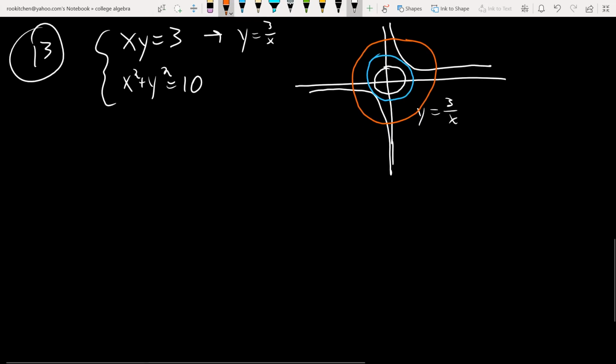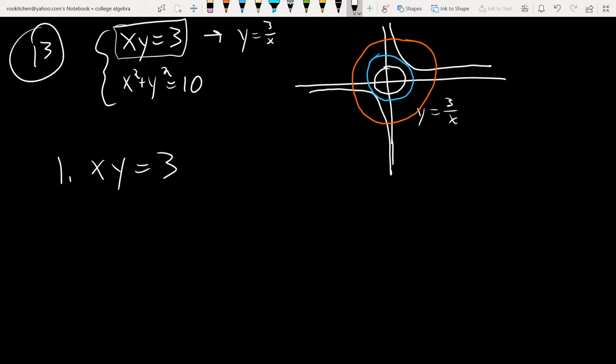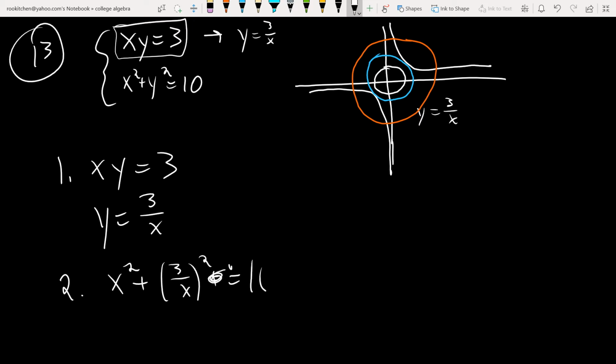So first, I'm going to work with the rational equation. I'm going to assume that x is not equal to 0. It just can't be 0, because if you put 0 into this first equation, it wouldn't work anyways. It would be a false statement, no solution. So x can't be 0, so I can divide by x. I get y equals 3 over x. I'm going to take that guy and plop him into the other equation. So I have x squared plus (3 over x) squared equals 10. Okay. And then I have x squared plus 9 all over x squared equals 10.